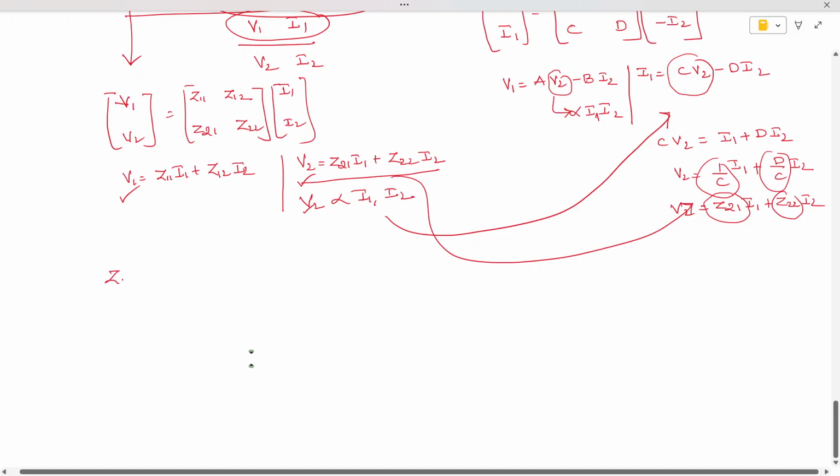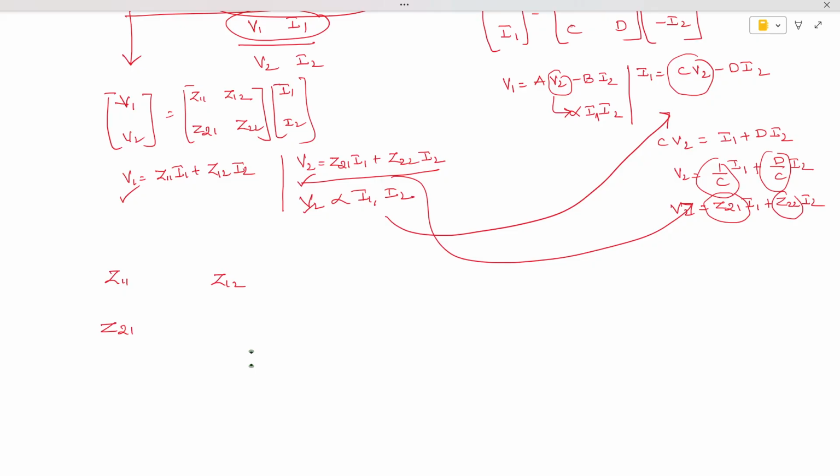So Z11, Z12. Next one is Z21 as well as Z22. What is the Z11 value here? We don't know. Here we got Z21. Z21 value is 1 by C. What is Z22? Which is nothing but D by C. So what is Z11? We have to find out now. So successfully we transformed the V2 expression in terms of I1 and I2.